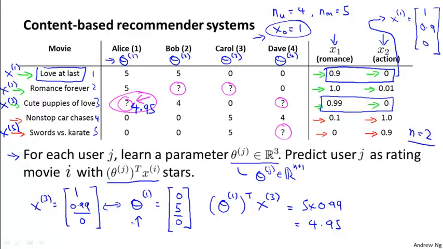So all we're doing here is we're applying a different copy of essentially linear regression for each user. What Alice does is Alice has some parameter vector theta 1 that we use to predict her ratings as a function of how romantic and how action-packed a movie is, and Bob and Carol and Dave, each of them have a different linear function of the degree of romance and the degree of action in a movie, and that's how we're going to predict their star ratings.